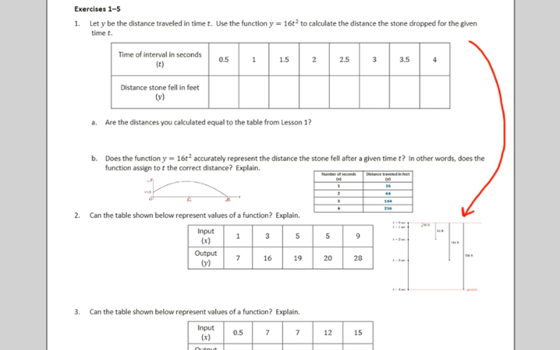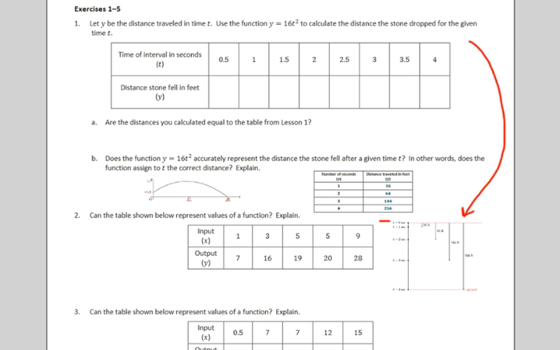So if you were to time 0, you drop the stone. After the first second, it's going to go 16 feet. Now it's going to pick up speed as it goes. So after 2 seconds, it's gone 64 feet. After 3 seconds, 144. 4 seconds, 256. So you notice the longer it drops, the more distance it travels.